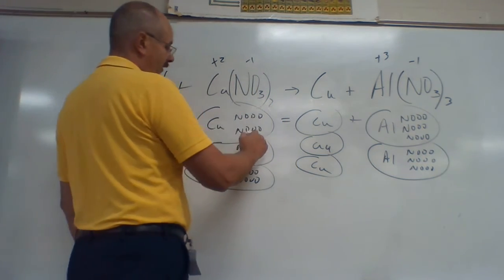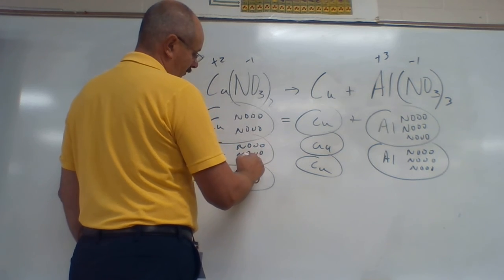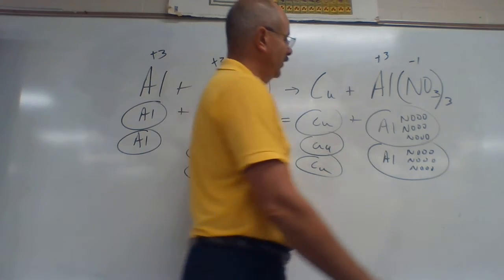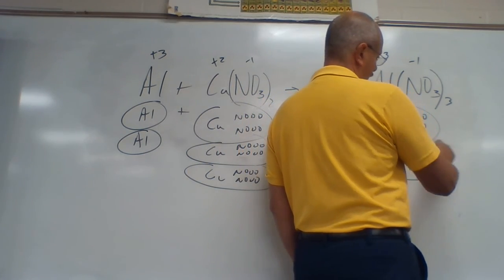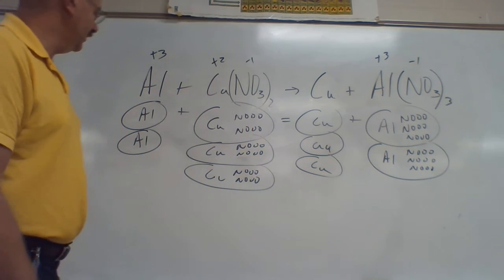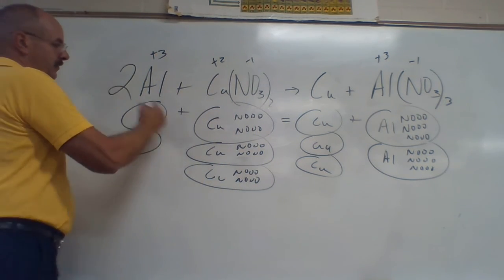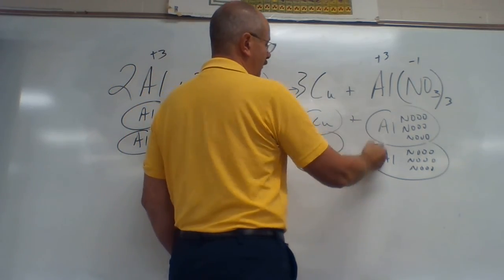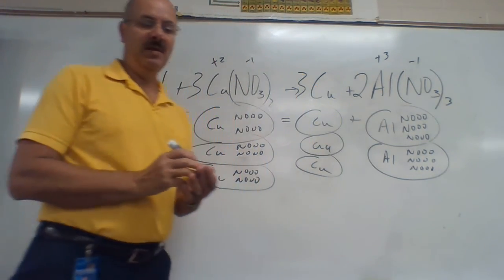All that's left are my O's. I've got 3, 6, 9, 12, 15, 18. Go over to this side. 3, 6, 9, 12, 15, 18. All right, everything's evened up. So 1, 2, put a 2. 1, 2, 3, put a 3. 1, 2, 3, put a 3. 1, 2, put a 2. And there's my final answer on that one.